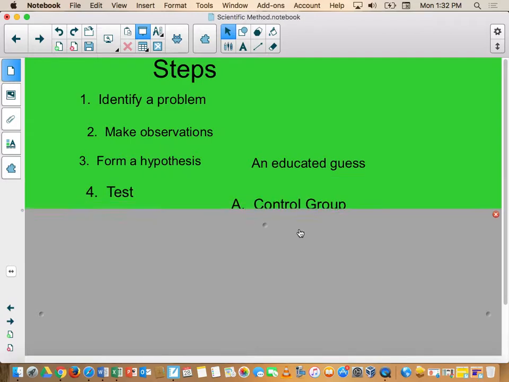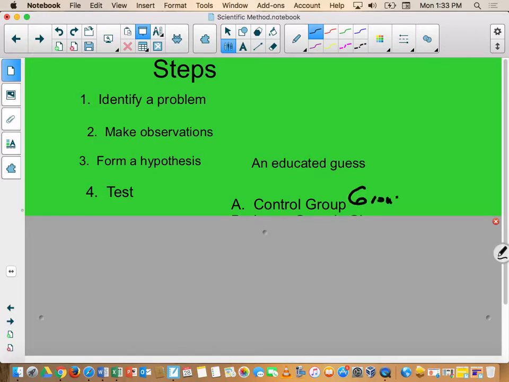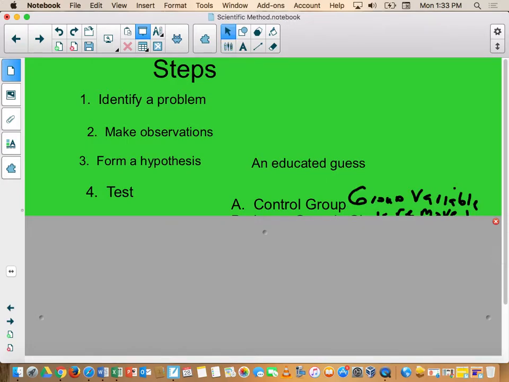All right, now we're coming to a test. Once we have that, we're going to test it. All right, there are 4 things that a test has to have. First of all, it has to have a control group. This is a group where the variable, what is tested, is removed. Okay, so it's not around. It's making sure that we know what's there and what's not there.